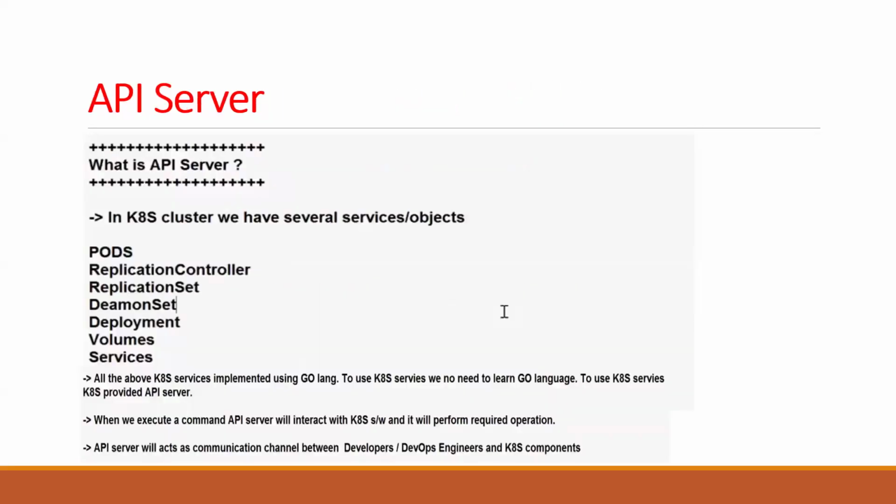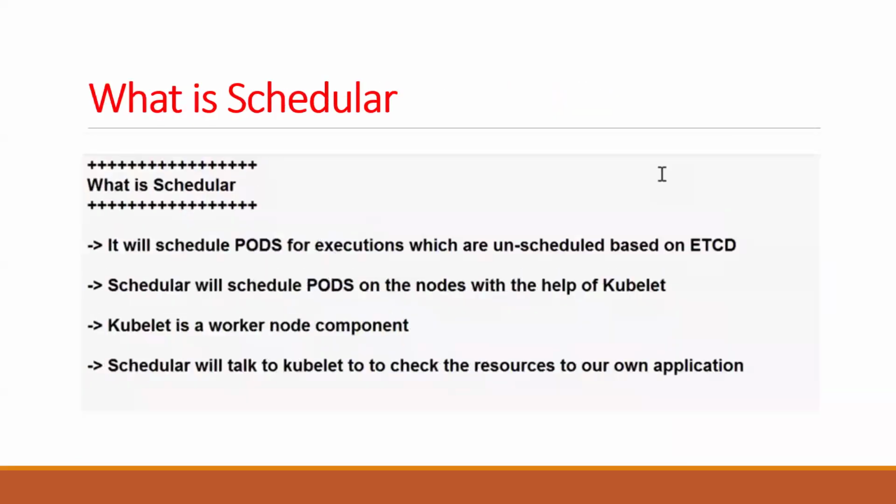Okay, API server. What is the use of the API server? In a Kubernetes cluster, we have several services and objects. What are the services? These are the services: API server, etcd service, controller manager, and scheduler. Objects are things like pods, replication controller, replica set, daemon set, deployment, volumes, and services. You already know Docker volumes, right? You already know what a service, a deployment, a daemon set, and a replica set are. What is the replication controller? What are pods?